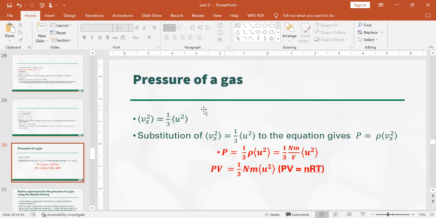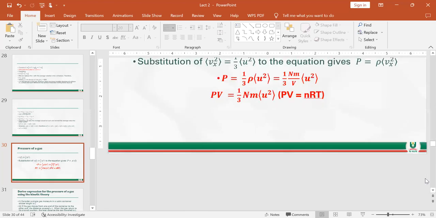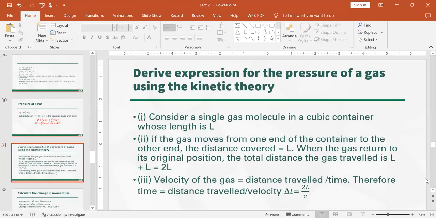So now, the mean speed is 1 over 3 of the mean square speed, because the mean speed is 1 over 3 vx squared. So substituting for vx squared gives you 1 over 3 mu squared in the equation. And we have the pressure will be equal to 1 over 3 nm all over V multiplied by mu squared. So PV, if we now take P times V, we have 1 over 3 M mu squared. This is a formula you should know. That's what I put in the red mark. All you will be expected to do this time is to calculate based on that formula.